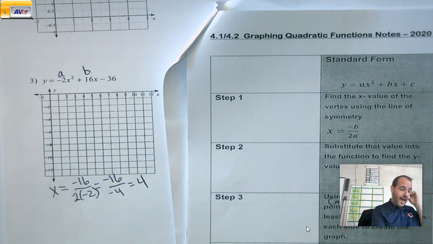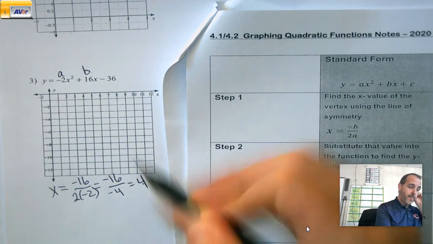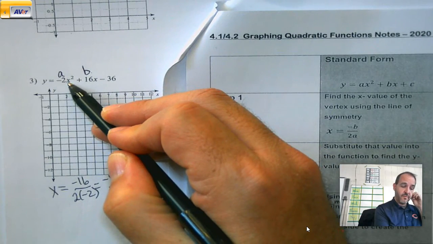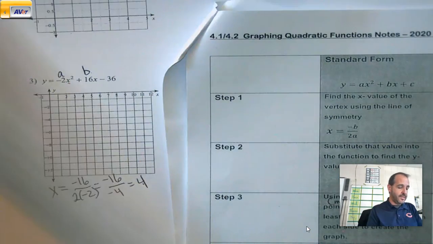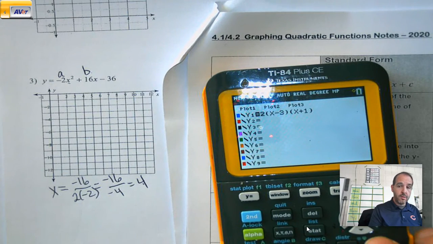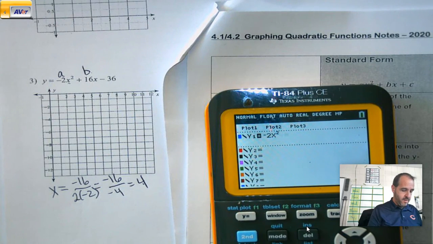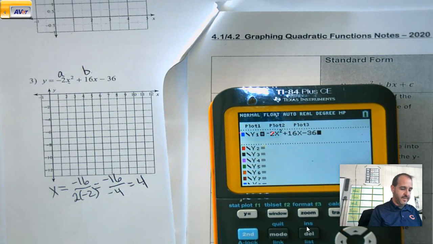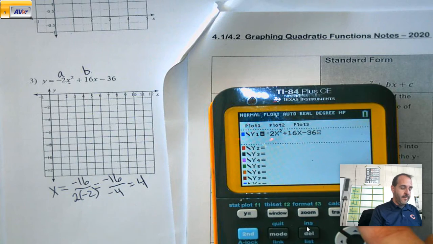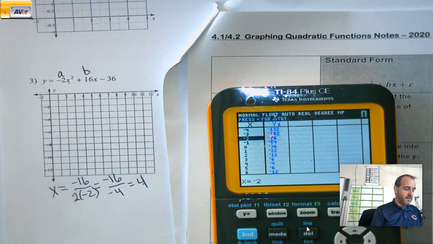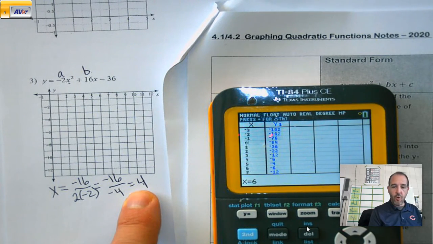Now at this point, I can plug the 4 back in for the x in these 2 places. Let the calculator do its thing. Or, we've learned, negative 2x squared plus 16x minus 36. Okay. If I've done this right, I'm looking for the x value of 4 in the middle.